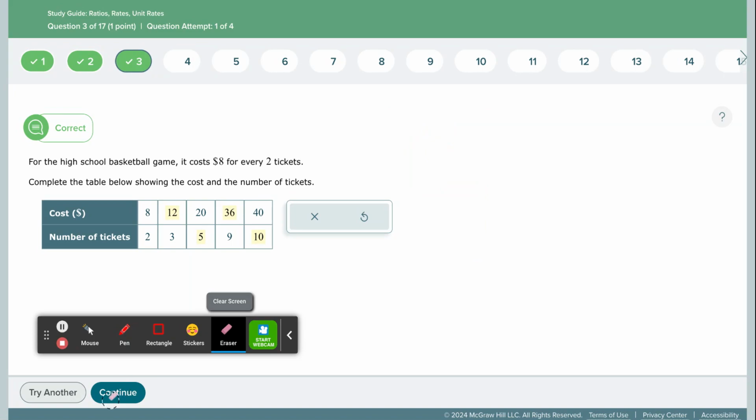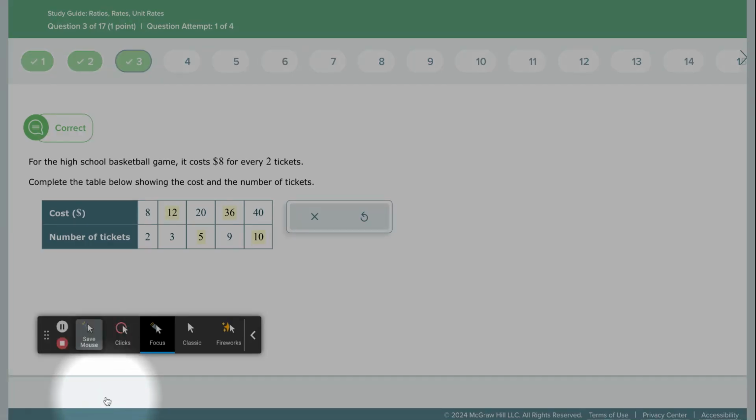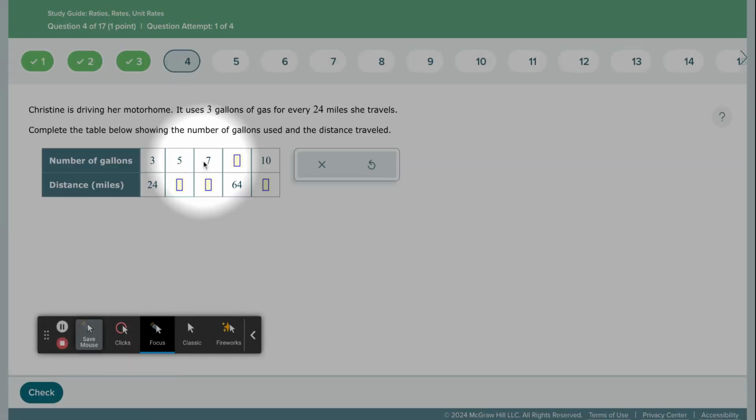Here we go. Next one. More of these. Christine is driving her motorhome, an RV, right? It uses 3 gallons of gas for every 24 miles.